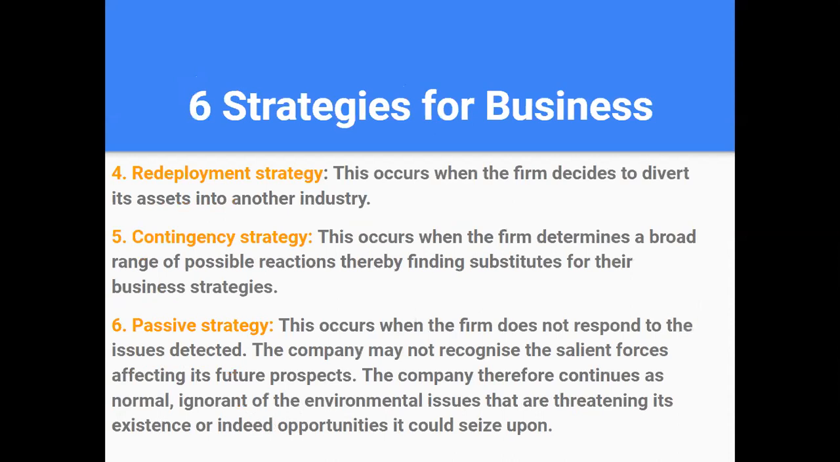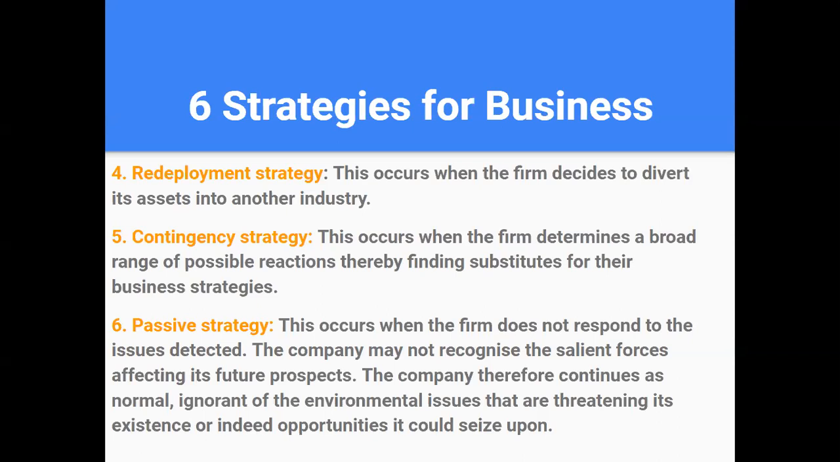Then there's the redeployment strategy. This occurs when the firm decides to divert its assets into another industry. So perhaps because of this environmental change, you need to change course and divert your energy and assets into another industry. The fifth one is contingency strategy. This is when you say there isn't one best plan, and you determine a broad range of possible reactions, finding different substitutes for your business strategy. So you might try out a few different strategies if you go along the contingency strategy path.